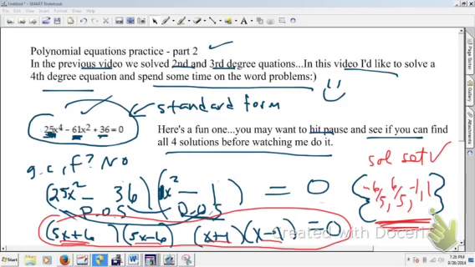So once again, you have a fourth degree equation. You're arriving at 4 solutions. We haven't talked about the fundamental theorem of algebra yet, but it does say that there should be at most 4 real solutions to a fourth degree equation. All right. Now let's try another fun one.